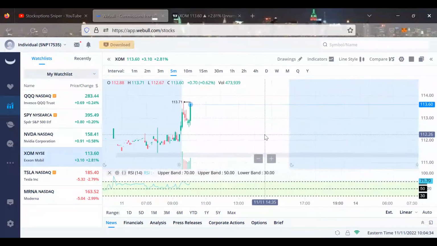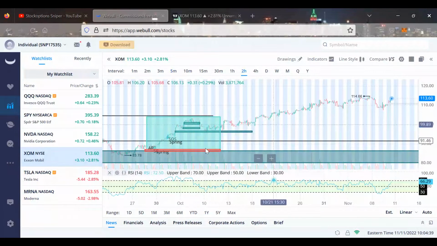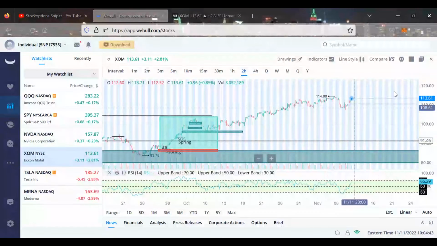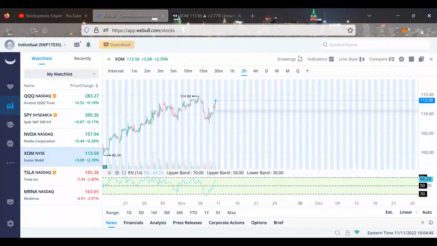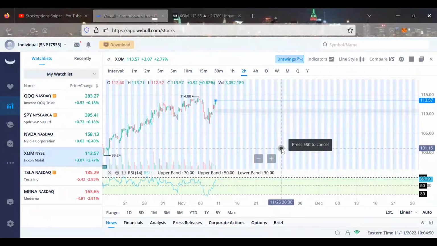By the way, you guys, we've been talking about ZOM for so long. We talked about it back when it was 83. Right now the high is at 114.66. So great play on ZOM if you took that, right? So let's explain higher highs and higher lows.